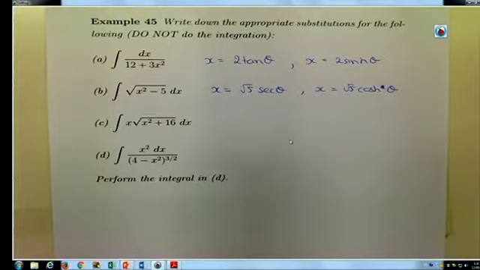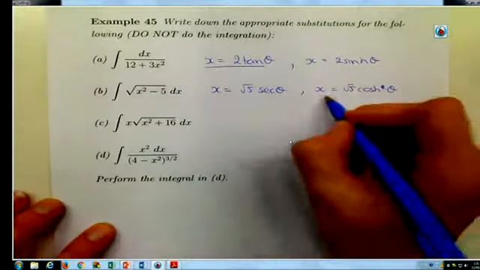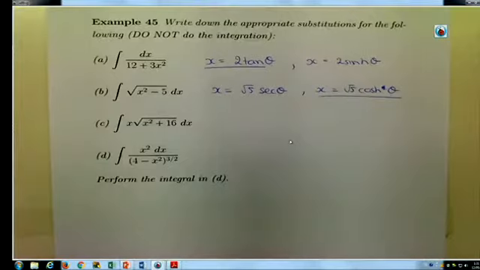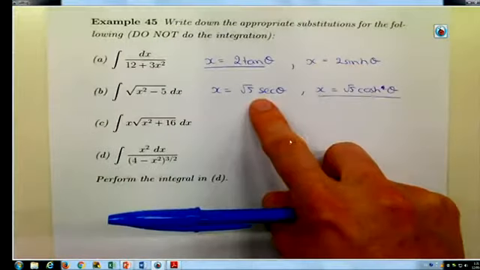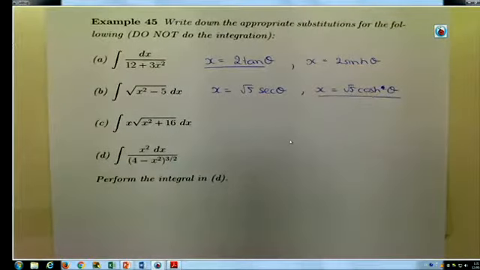I forgot to tell you which was the easiest one. This is the easiest one here, and this is the easiest one here. So if you want to, you could go and do this one or this one, and you can see what happens if you pick the wrong one.